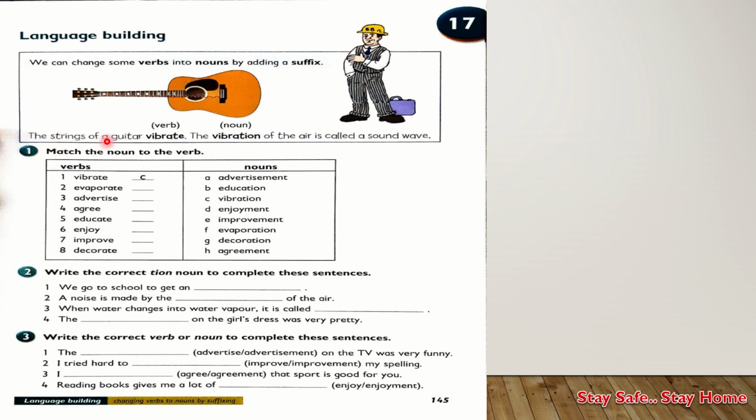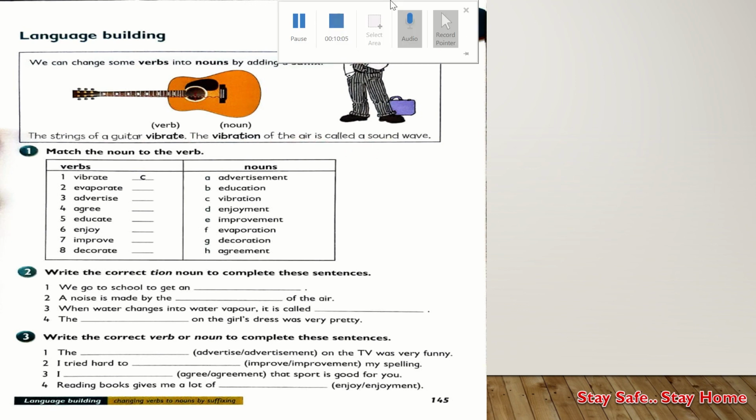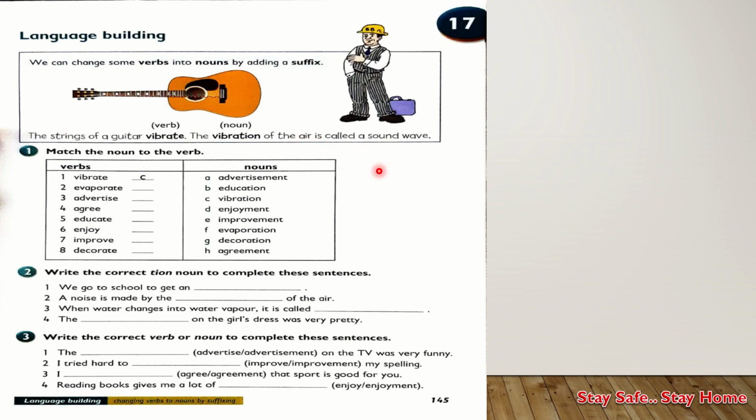The strings of a guitar vibrate. Vibrate is a verb. Look how we changed it. The vibration of the air is called a sound wave. So we added I-O-N to the word vibrate. When we added I-O-N, it became a noun.